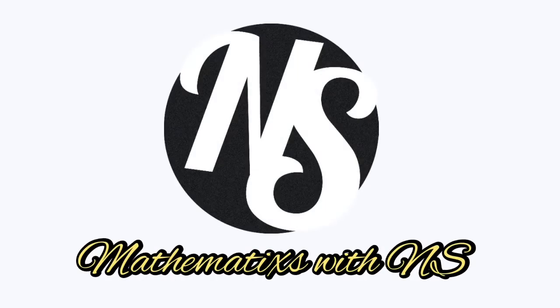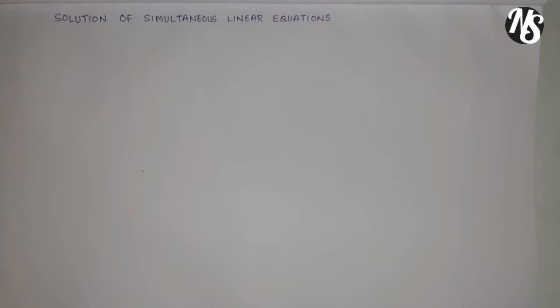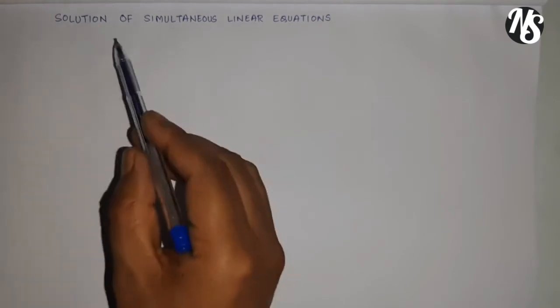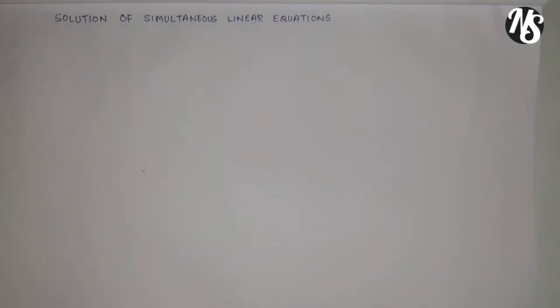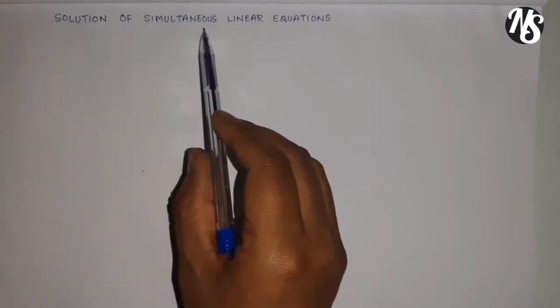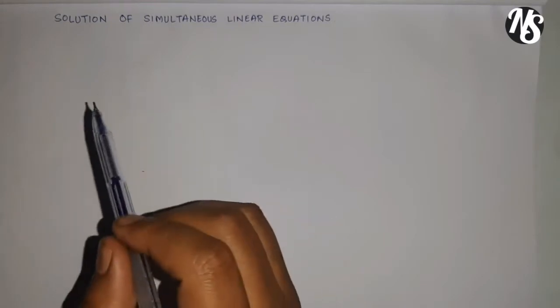Welcome back, dear students. So today we are going to learn the ultimate and very important topic from determinants, that is the solution of simultaneous linear equations. Okay, now you have already learned how to solve simultaneous equations in two variables. Now what is the meaning of simultaneous equations?